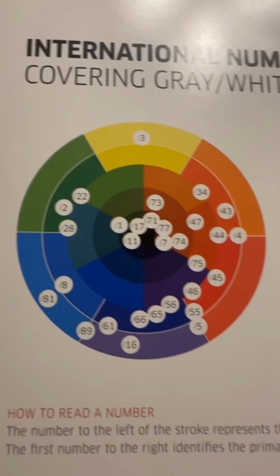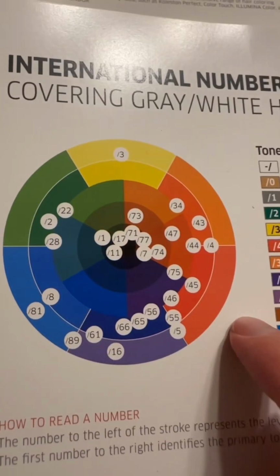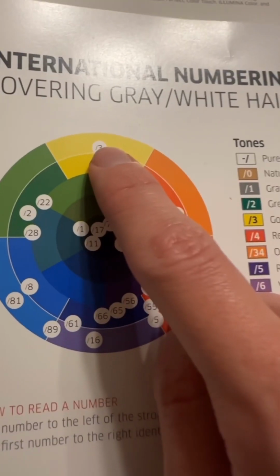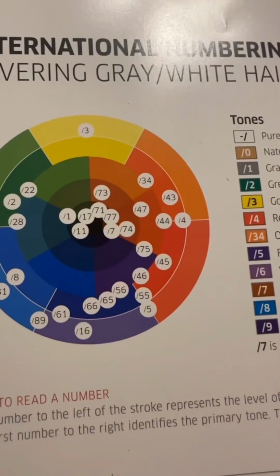So let's say you lighten and you get an orange. Well, then the complementary color is blue. Red and green, orange and blue, yellow and violet. We don't call it purple, we call it violet.